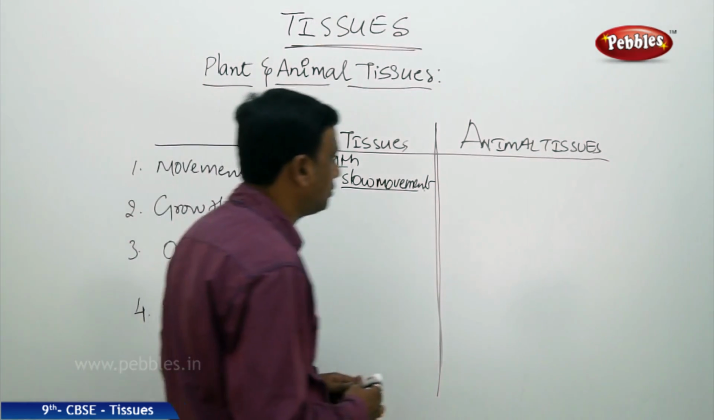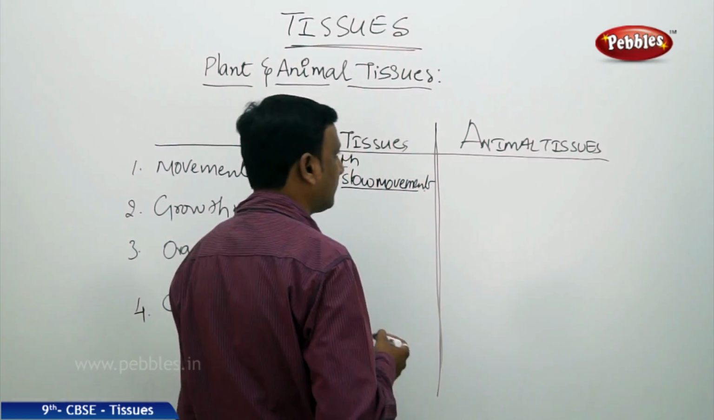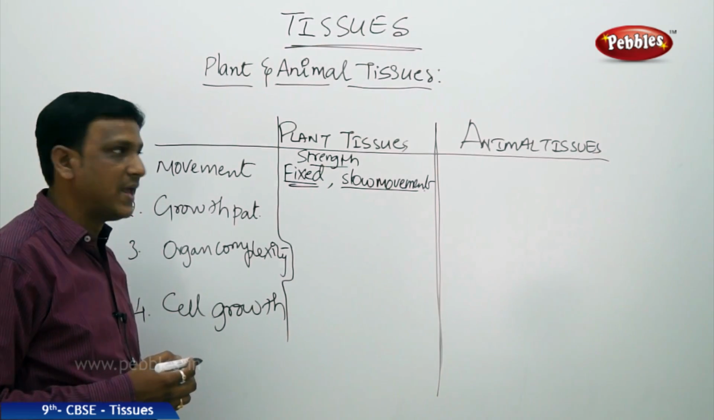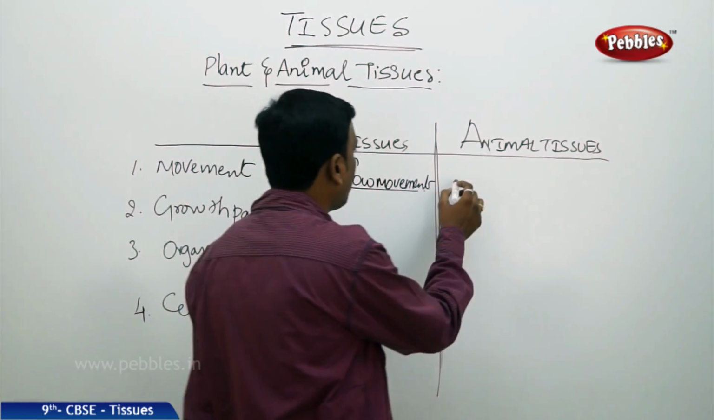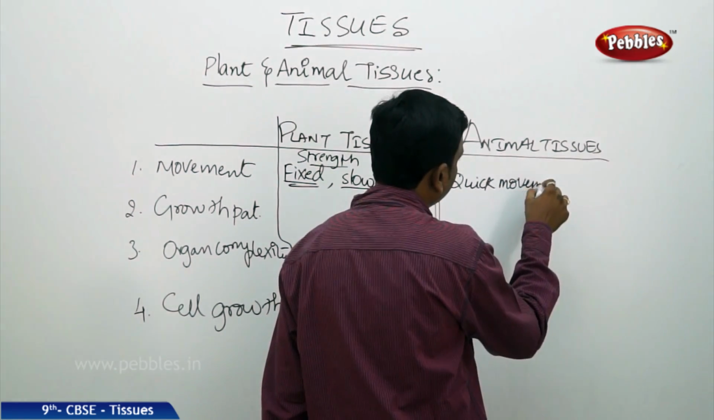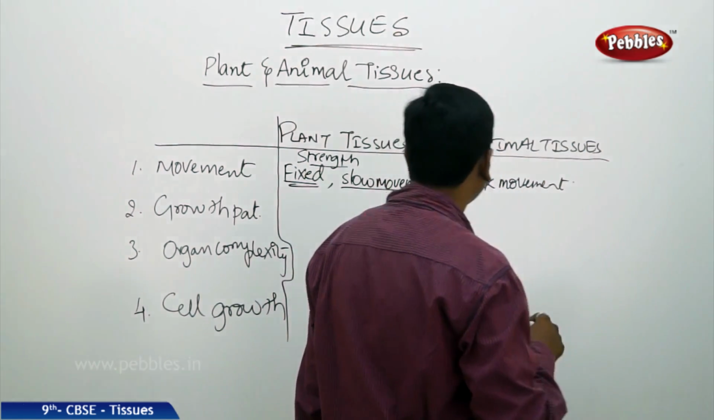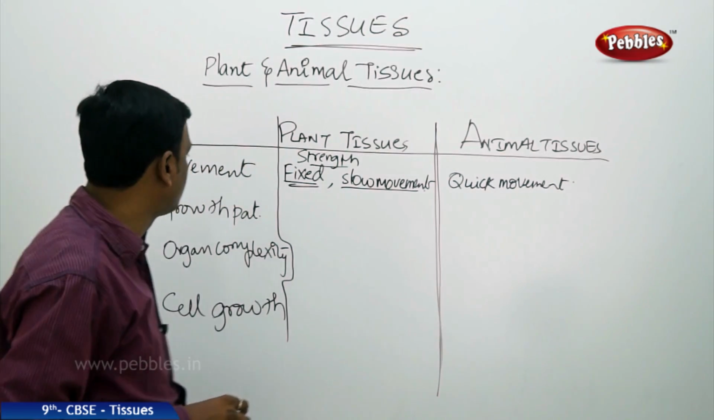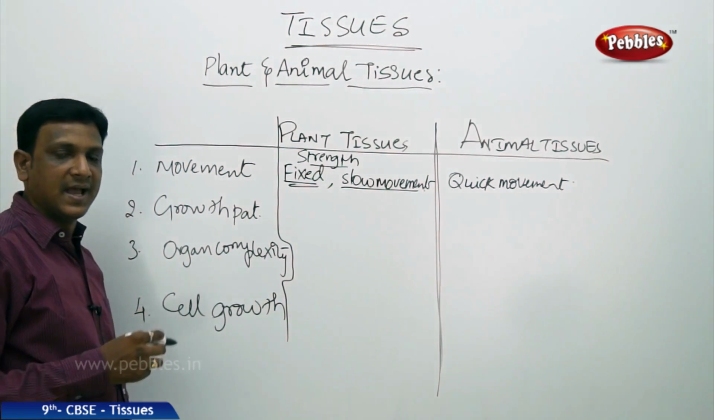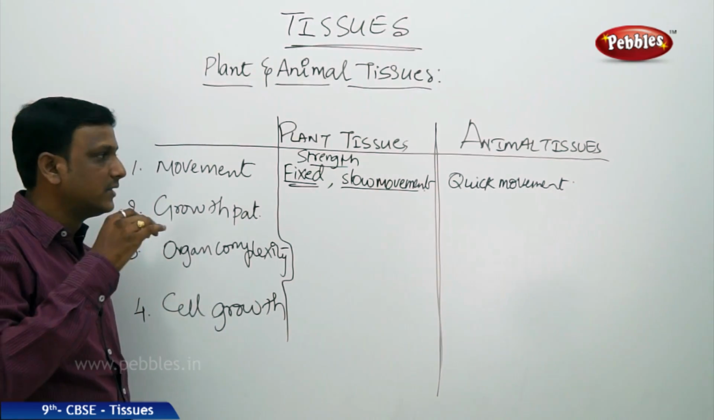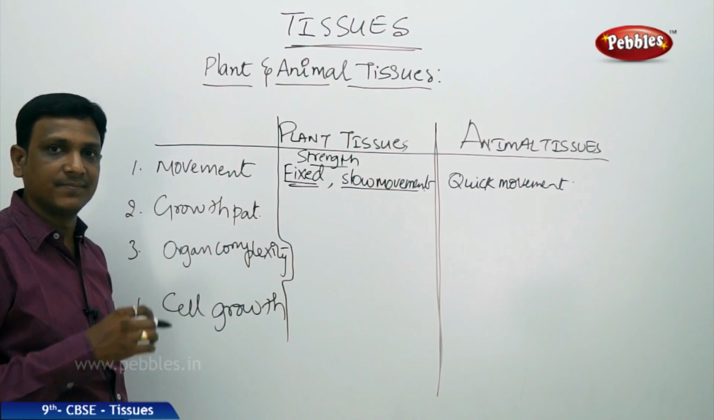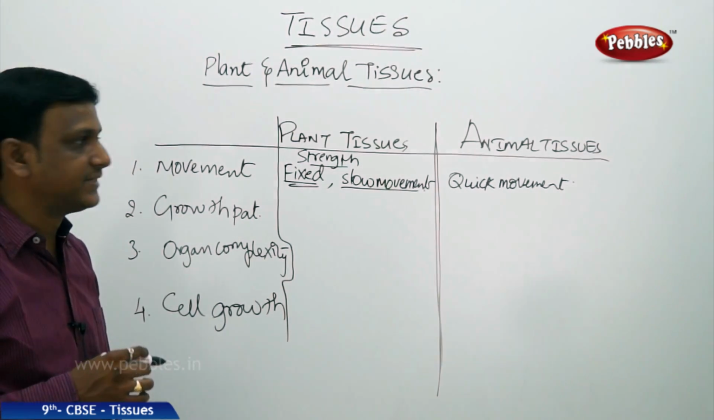In case of animal tissues, what do you find? What kind of tissues are required? They are the tissues that should help the animals in movement, quick movement. In case of animals, they also need strength. They need support. So there are some tissues which provide shape, strength and support to the animals.